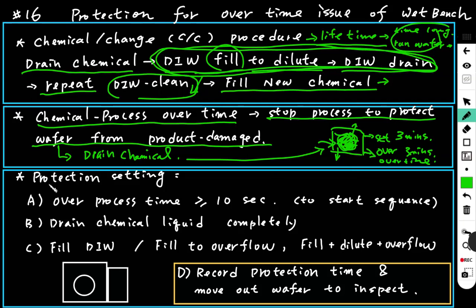The protection setting, for example, is like this. If we set over processing time above 10 seconds, then we start the protection sequence. This time can be longer or shorter, depending on the process.